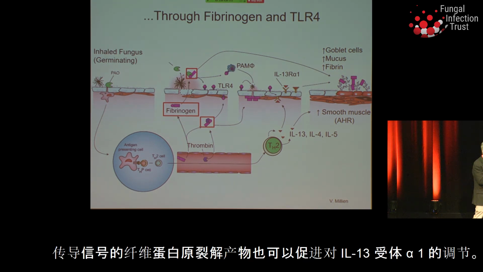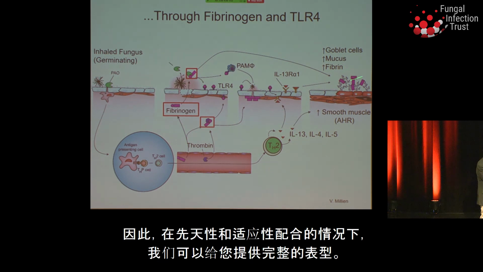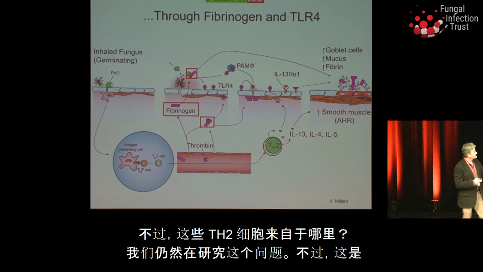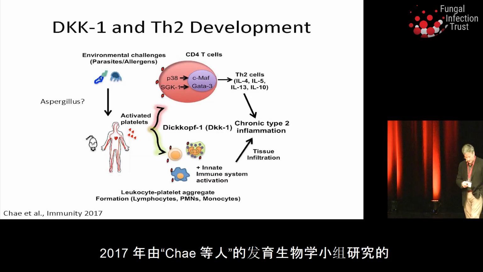But fibrinogen cleavage products signaling through TLR4 on epithelial cells also drives upregulation of IL-13 receptor alpha-1, without which the IL-13 from those Th2 cells cannot act to induce asthma-like phenotypes. And so we have innate and adaptive cooperating to give you the full phenotype. But where do those Th2 cells come from? We're still working on that.